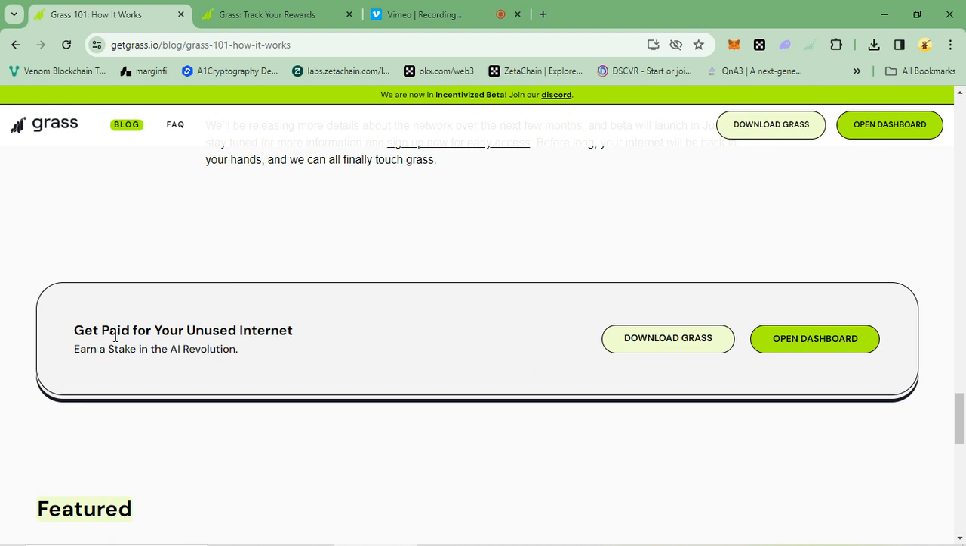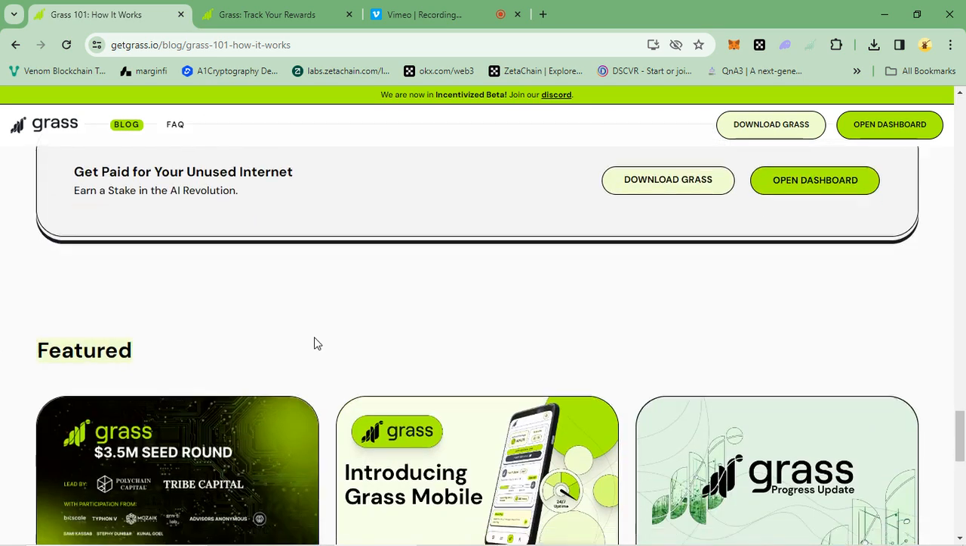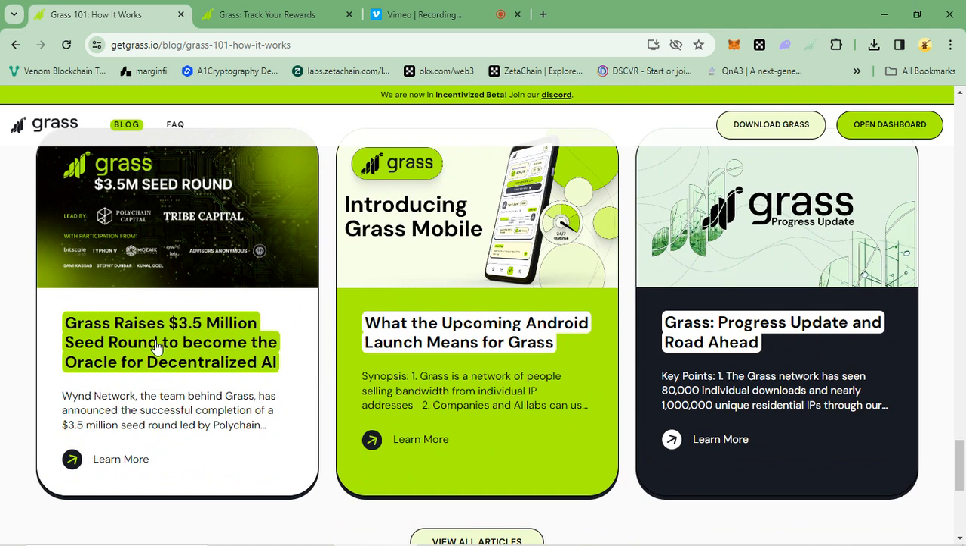So you get paid for your unused internet, you earn a stake in the AI revolution. And mind you, the AI narrative in crypto is big and it's huge. So Grass has come under the AI narrative. And if I were you, not financial advice though, I would be hopping on into Grass because you can see here it trades more.